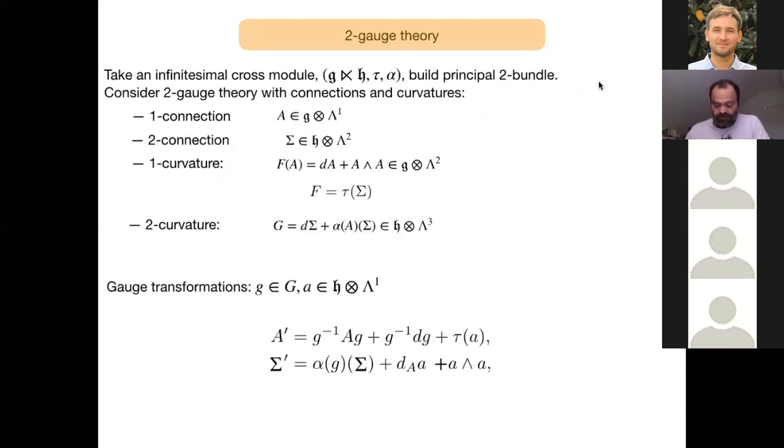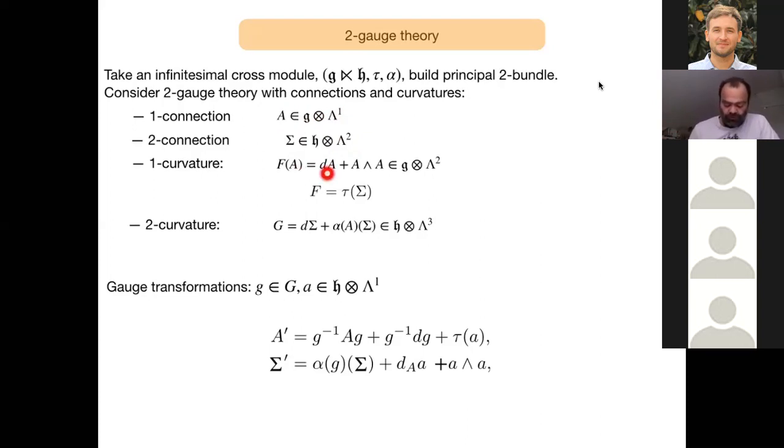If we have the algebra, then we can discuss two-gauge theory. Now I'm going to have one connection, which is a normal connection, the usual gauge connection that we are used to. This is going to live on the path. And then we're going to have the two-connection, a two-form with value in H. Practically for us, that is the guy that is going to transport the path in a way.